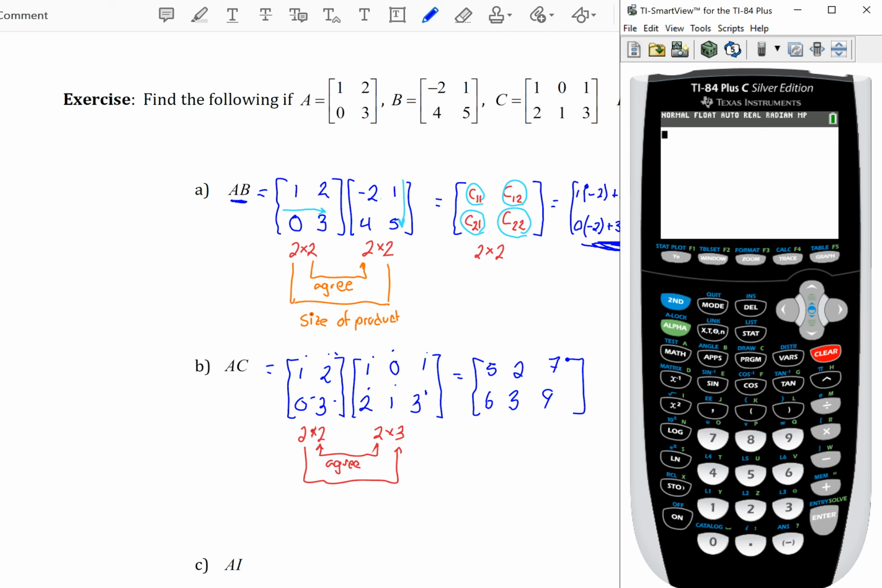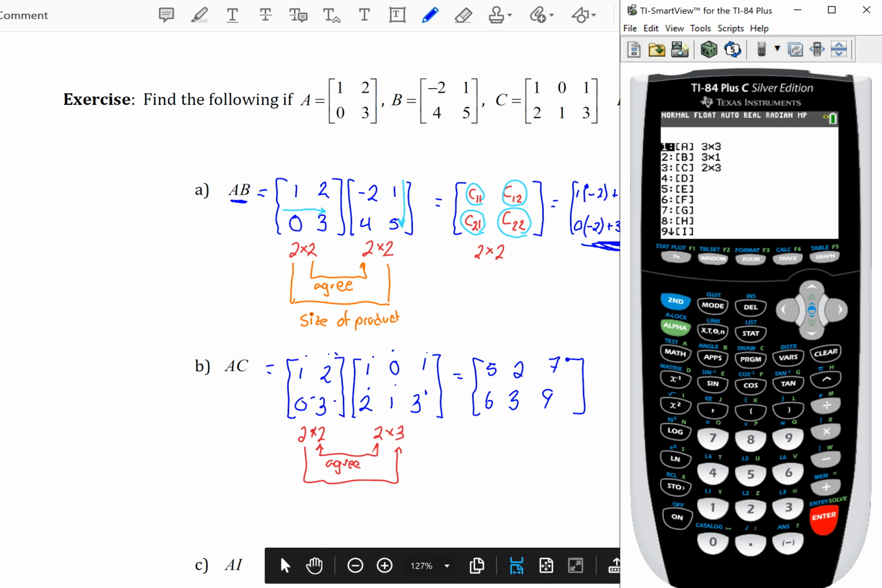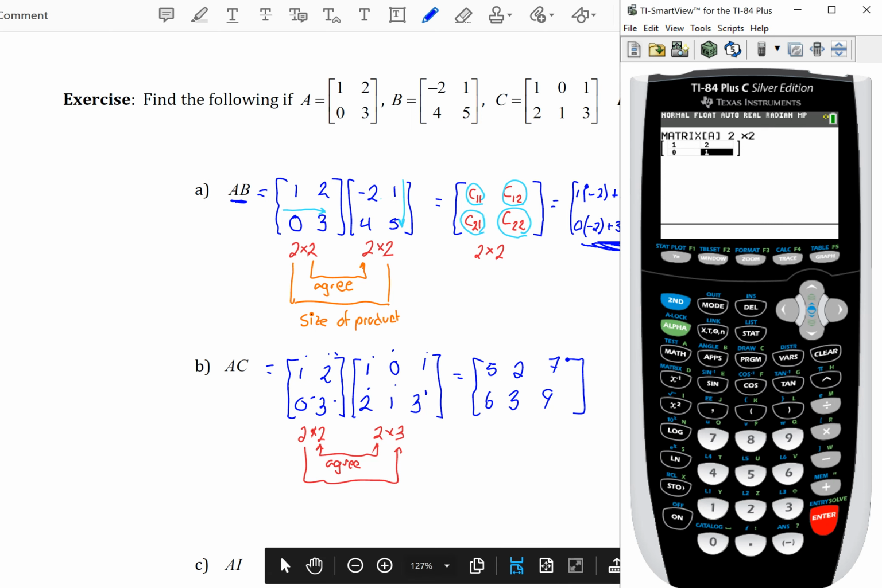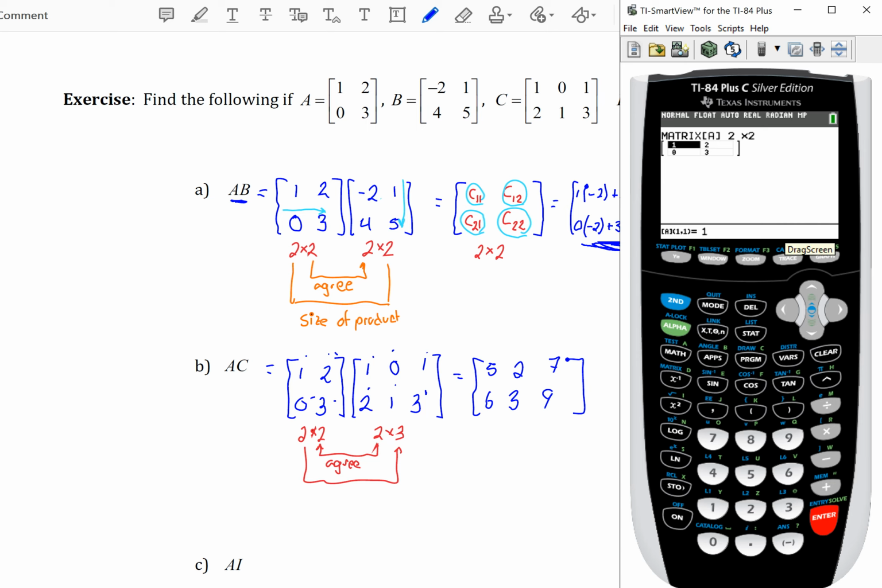Now in my matrix key, notice that it's blue, so I'm going to hit the second and then hit the matrix, or the x to the -1 key. And the first thing I want to do is edit a matrix. So let's edit matrix A. Currently, it says it's a 3 by 3 matrix. I'm going to turn it into a 2 by 2 matrix. And let's enter in our values. 1, 2, 0, 3. Double check and make sure you entered your values correctly.